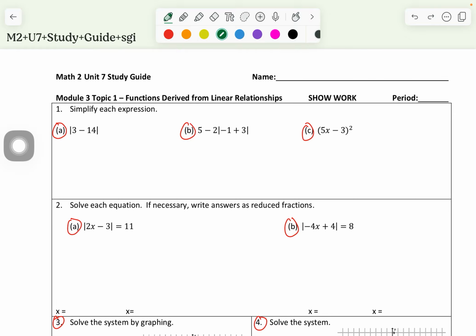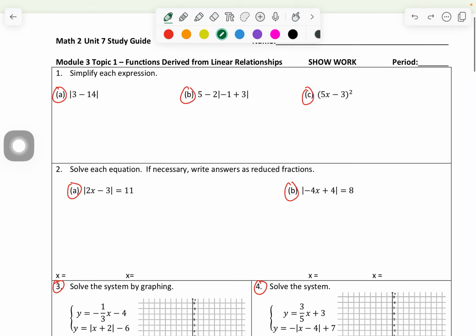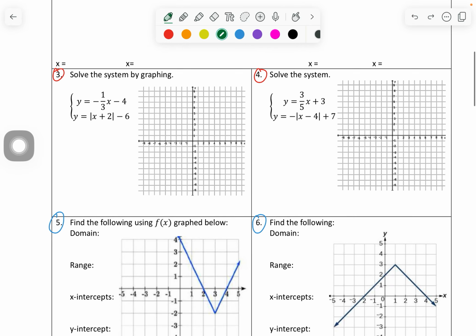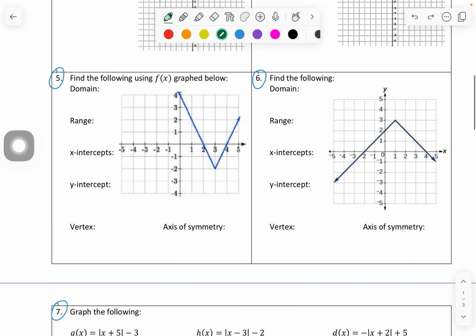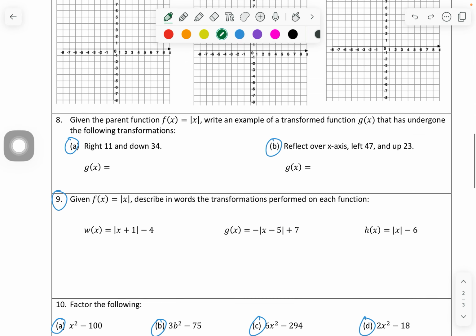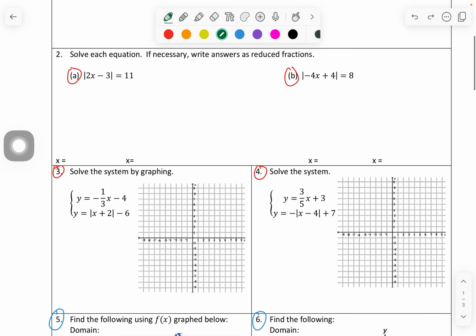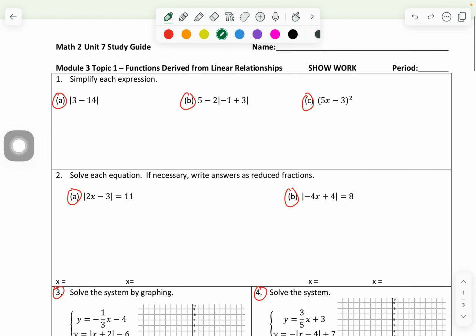I circled all these questions. The red ones are going to be on the test tomorrow, and then the blue ones will be on the test on Friday. Down here there's more red. We'll go over a few of these and then leave you something to practice on your own. Again, these red ones will be on the test tomorrow.